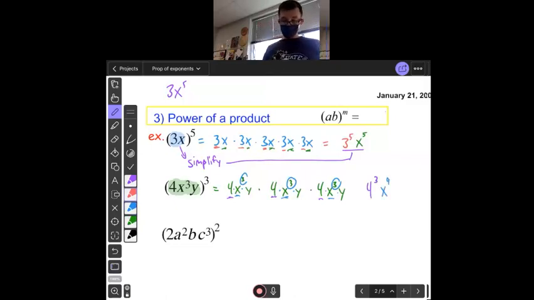And then I have a 1 here, and a 1 here, and a 1 here. 1 plus 1 plus 1 is 3.